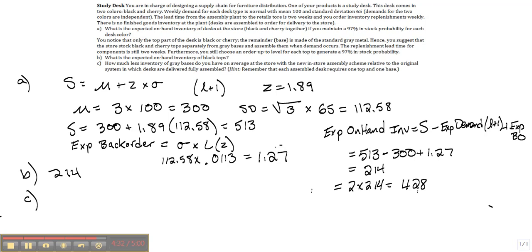If the in-stock probability on the tops were raised, then the number of gray bases could be reduced and still achieve a 97% in-stock probability. For that reason, again, the answer to Part C is 0.